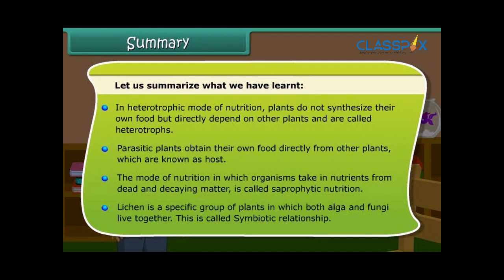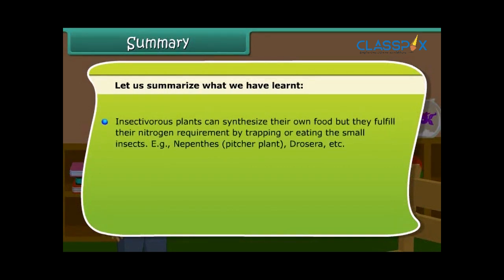Lichen is a specific group of plants in which both algae and fungi live together. This is called symbiotic relationship. Insectivorous plants can synthesize their own food, but they fulfill their nitrogen requirement by trapping or eating the small insects. For example, Nepenthes, pitcher plant, Drosera, etc.